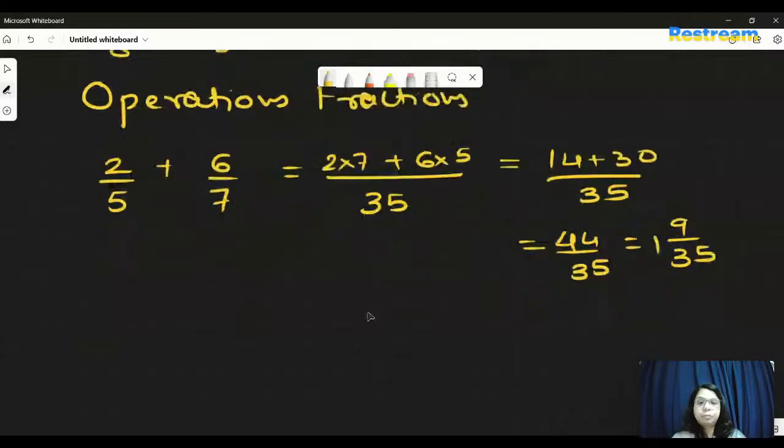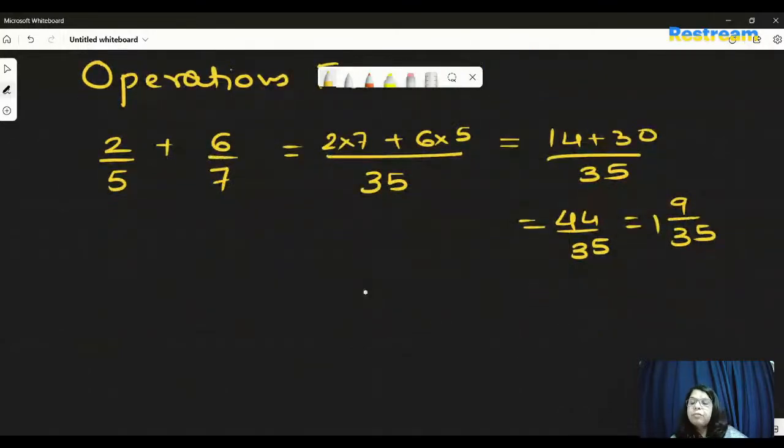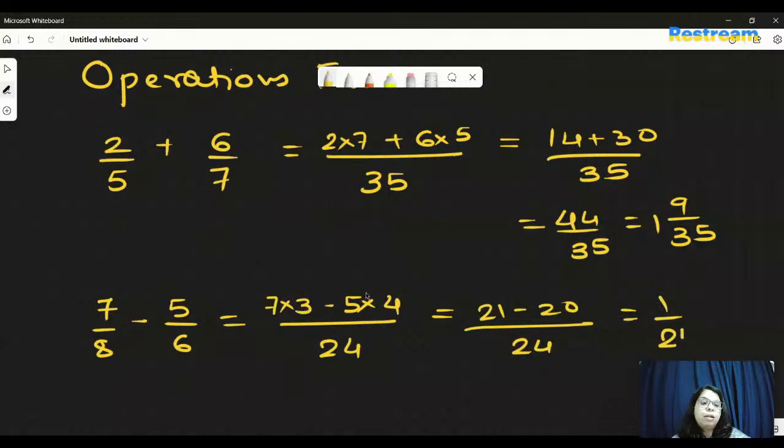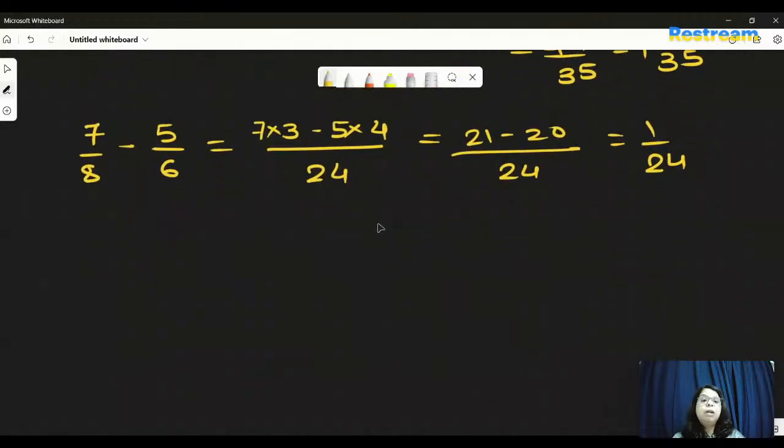So this was your addition. Then for subtraction, let's take our previous example, 7 by 8 minus 5 by 6. Now the LCM is 24. That means 7 we have to multiply by 3, minus 5 we have to multiply by 4. So we have 21 minus 20 over 24, which is equal to 1 by 24. So this was subtraction.